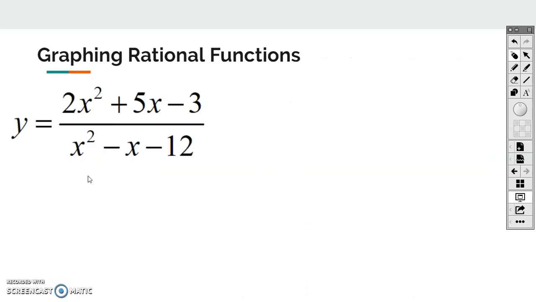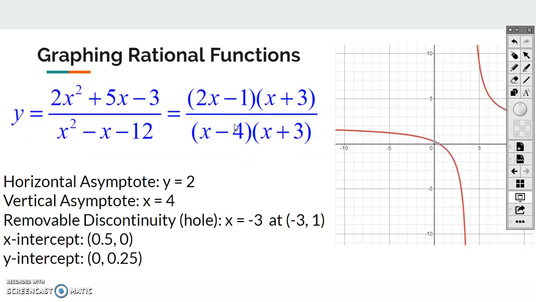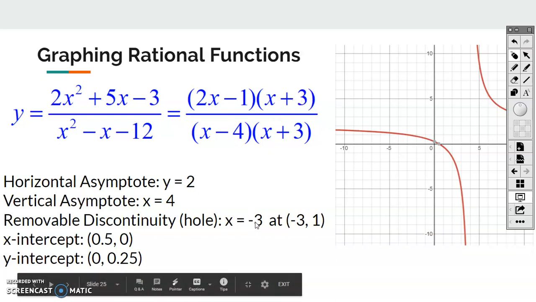So for this problem, I would want to factor it first, see what cancels out. I recommend that you guys hit pause, try to do that, think about what all the characteristics are. All right, hopefully you had a chance to do that. You can factor the top and the bottom. I could factor out x plus 3, so that's going to give me a hole at x equals negative 3.